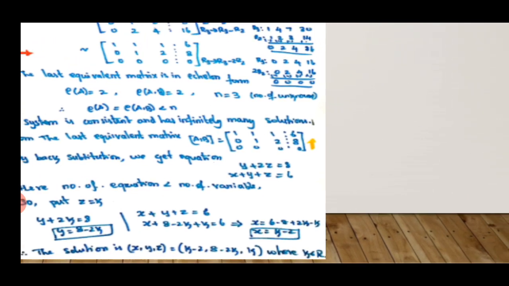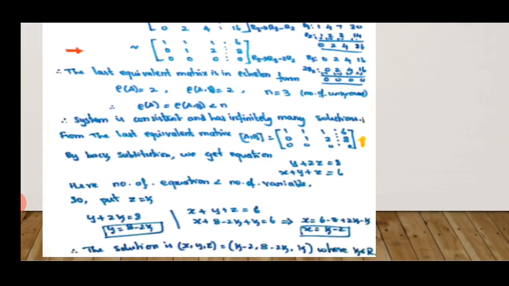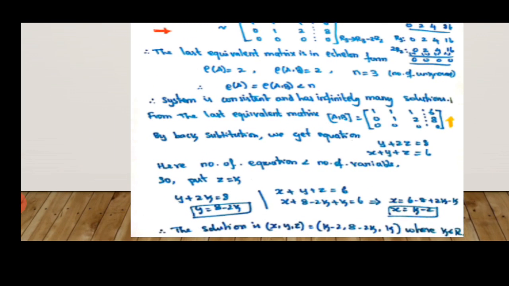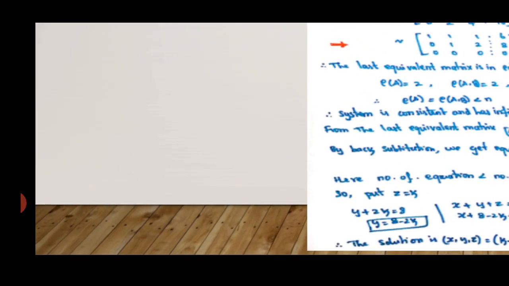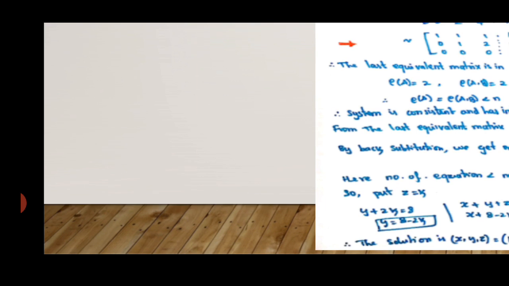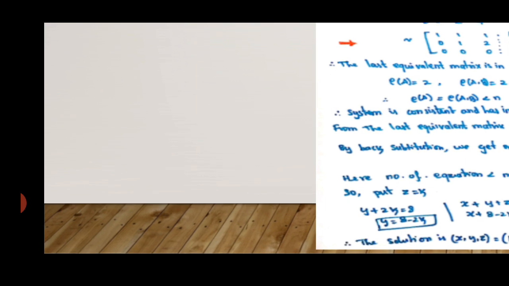After bringing the echelon form, what do we have to do? We have to find the rank of the A matrix and the rank of the AB matrix. So now we are going to find the rank of A. Take the last equivalent matrix and hide the last column. Now you can see the A matrix, in the red arrow matrix, where I have hidden B. In this we have two rows with non-zero numbers. Therefore rank of A is 2.